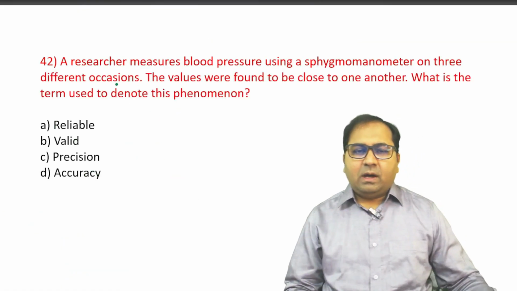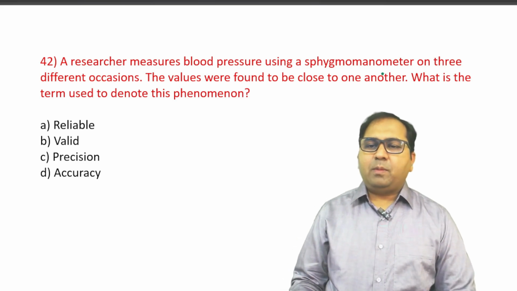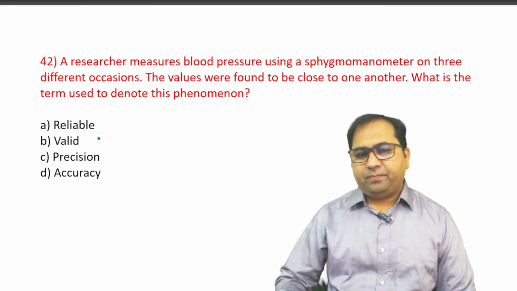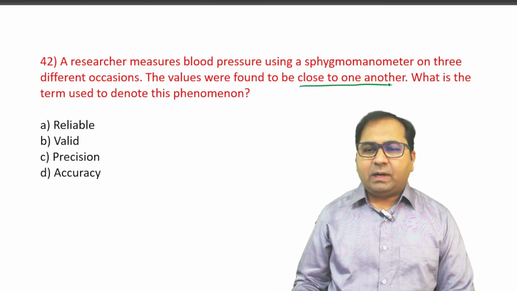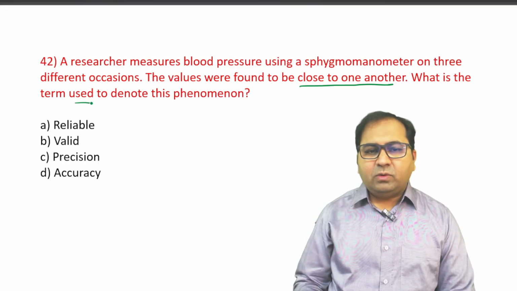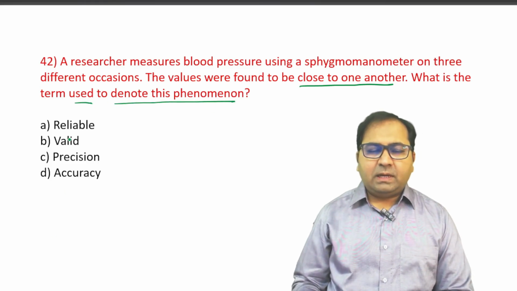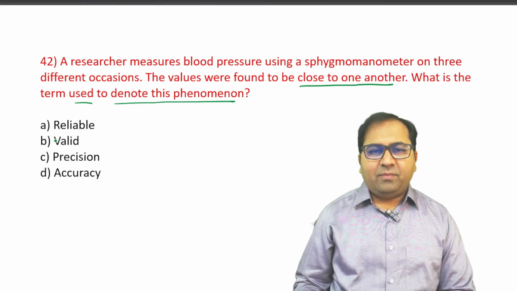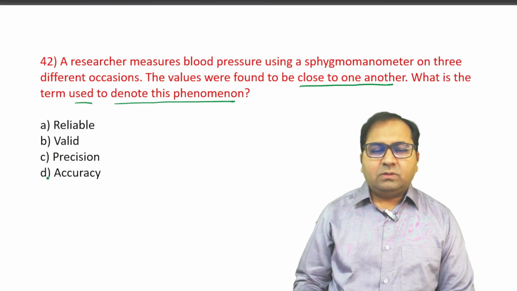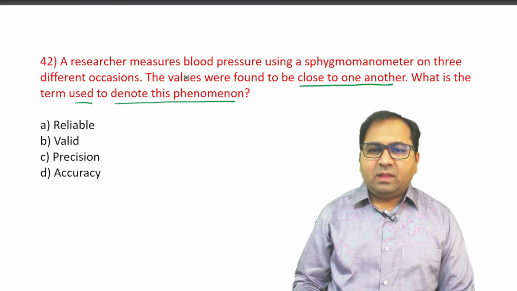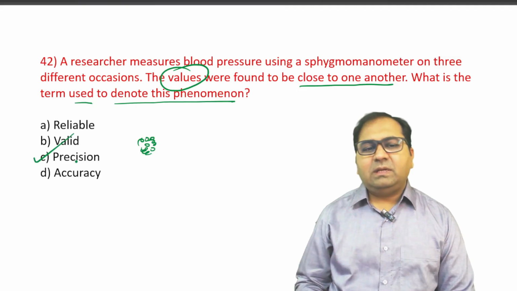Next question. A researcher measures the blood pressure using a sphygmomanometer on 3 different occasions. The values were found to be close to one another. What is the term used to denote this phenomenon? The options are A. Reliable, B. Valid, C. Precision, or D. Accurate. So what is the answer for this question? The values are found to be close to one another. So the answer is C.